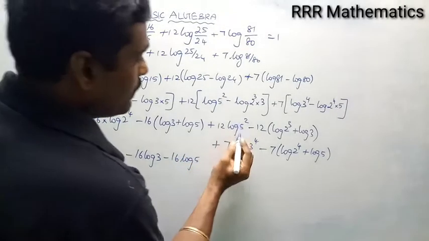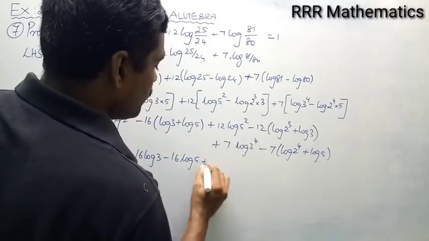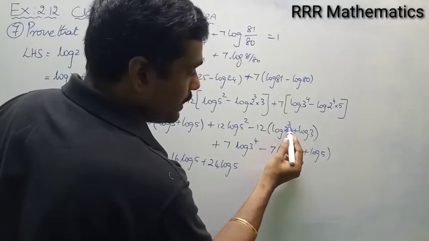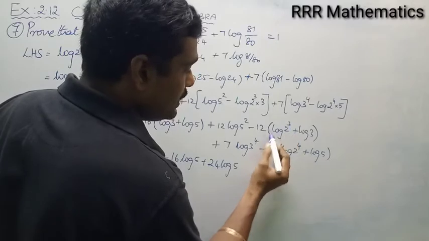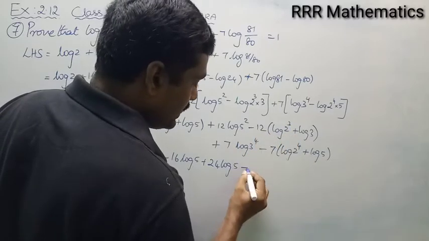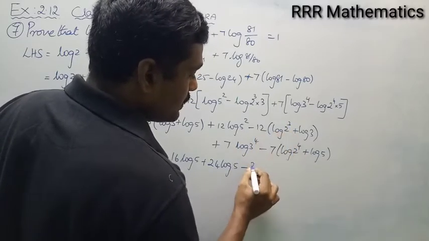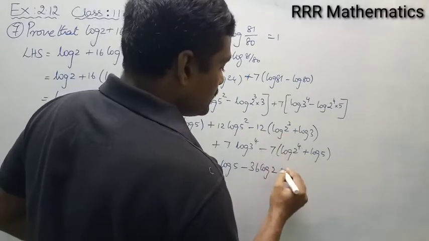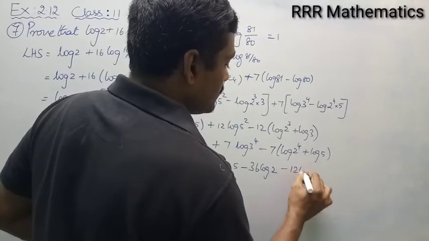Okay. And power will come front. 2 times 12, 24 log 5. Power will come front, it will be 3 log 2. 3 12s are, minus into plus, minus. 3 will come front. 12 3s are 36 log 2. And minus into plus, minus 12 log 3.